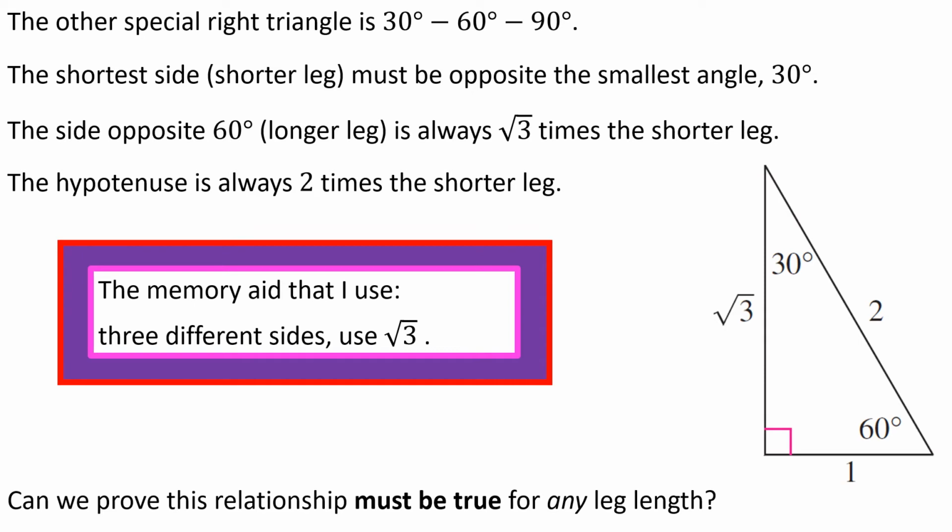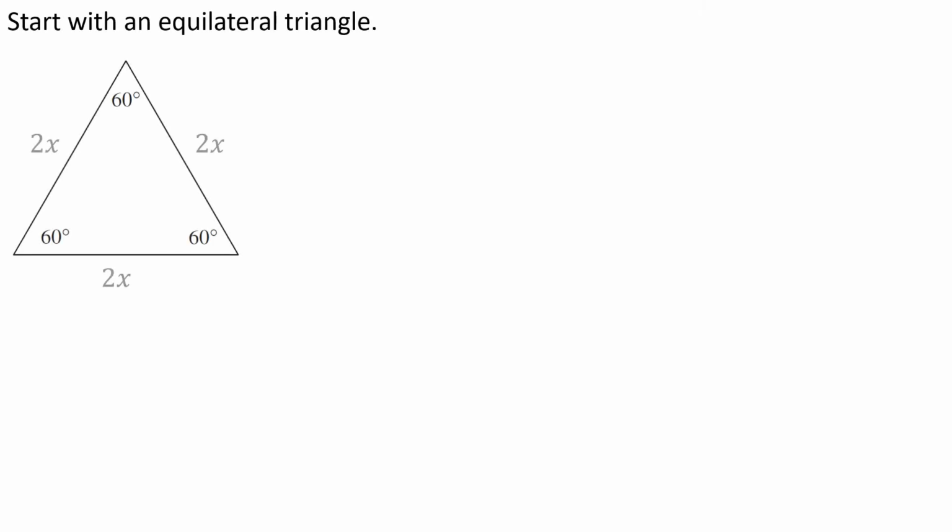Now, how do we show that this is true for any length? Well, we actually start with our equilateral triangle, right? Each angle in our equilateral triangle is 60 degrees. Notice that I decided that I'll use 2x as the measurement of one side. And if you're trying to figure out, well, why would you use 2x? Remember, the hypotenuse is going to be twice as long as the short leg, right? This will make the math easier if I have 2x.